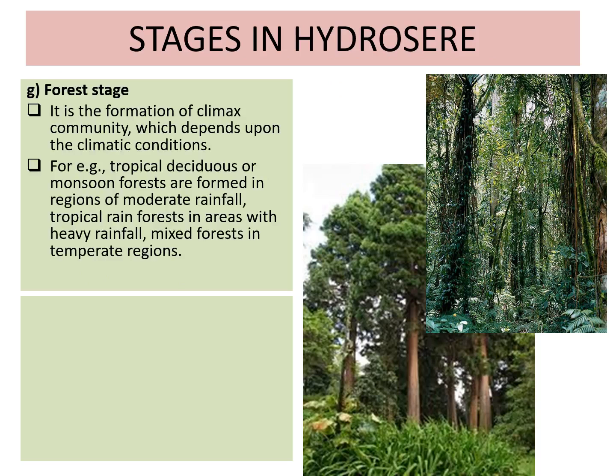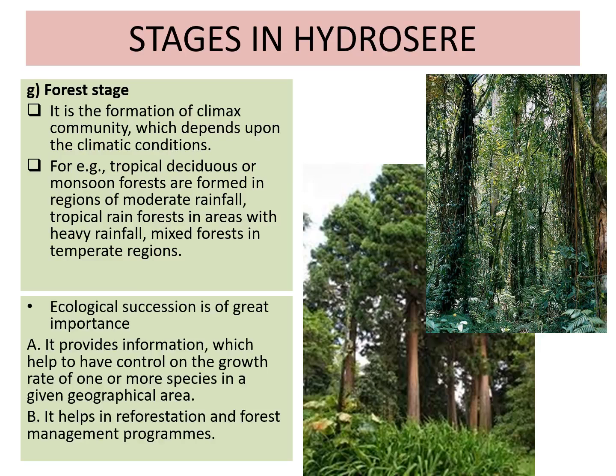And the climax community is forest stage. It depends upon a number of climatic conditions. For example, tropical deciduous or monsoon forests are formed in the region of moderate rainfall, tropical rainforest in the area where heavy rainfall is there, mixed forest in the temperate regions.